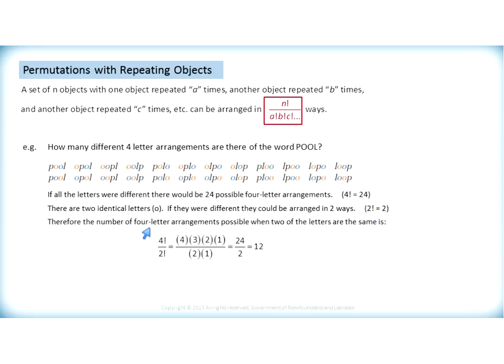So the number of 4-letter arrangements possible when 2 of the letters are the same can be given by 4 factorial divided by 2 factorial. 4 factorial is 4 times 3 times 2 times 1, which is 24, divided by 2 factorial, which is equal to 2. And 24 divided by 2 is equal to 12. So you can see the 12 different arrangements in the word pool.